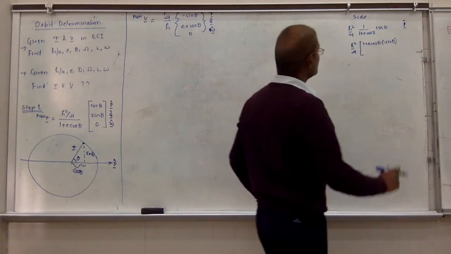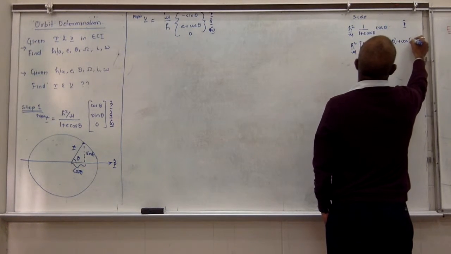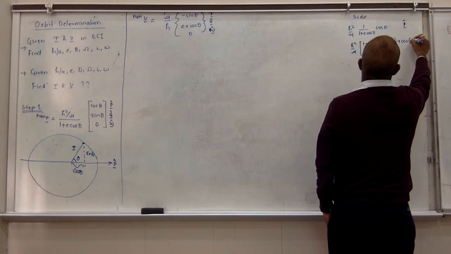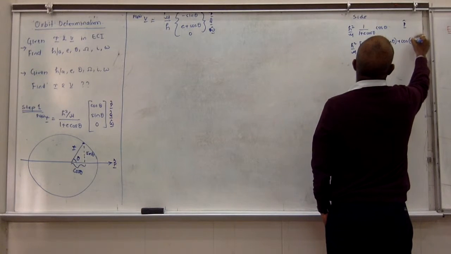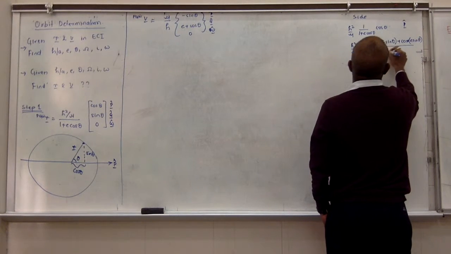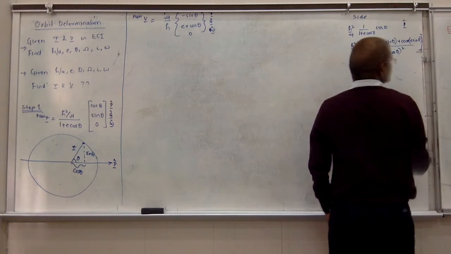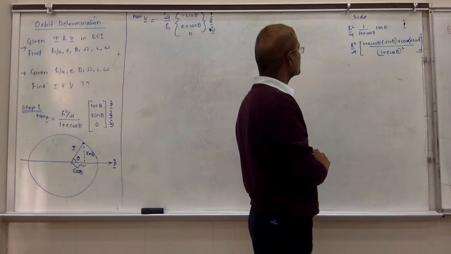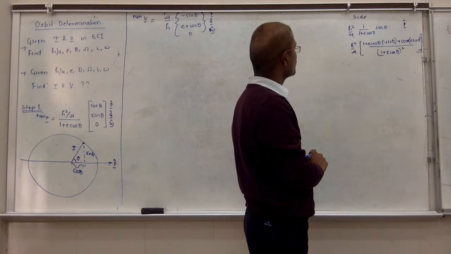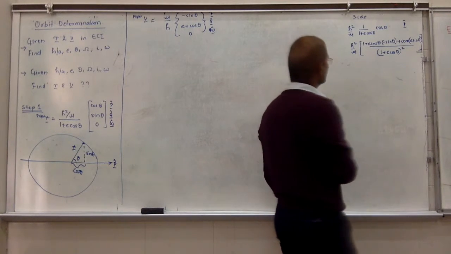Low d high minus high d low. Plus cosine theta into, what are you going to get? You're not going to get 1. You're going to get e sine theta. The derivative of 1 is 0, right? Then you have 1 plus e cosine theta squared. You didn't take the derivative of e? Oh yes, you did. e sine theta.